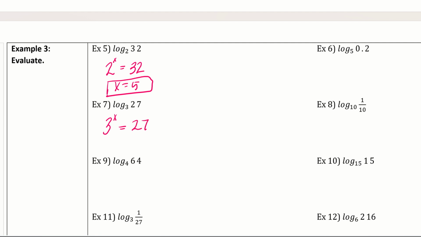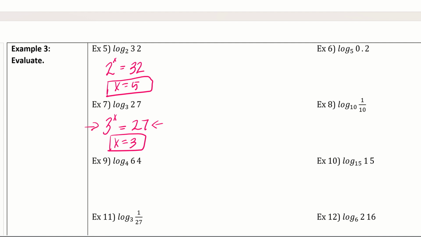Again, you can look at your sheet, but 3 to the first is 3, 3 to the second is 9, 3 to the third is 27. So x is going to be 3 here. I'm not looking for a lot of work. I really would like you to rewrite this equation so you can understand what we're doing and how we're getting this number. So I would like you to write this equation right here.